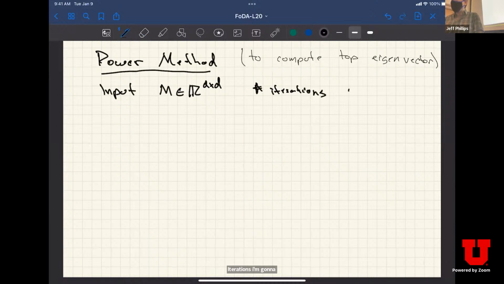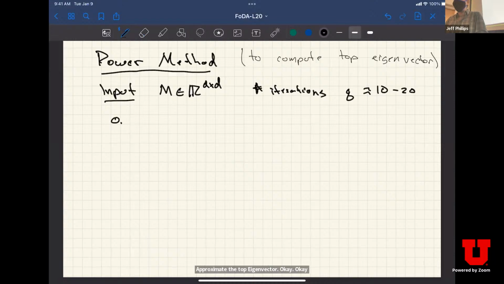I'm going to call this Q. Let's say Q is equal to like 10. 10 to 20 is probably pretty good. Okay, and the output is going to be something that approximates the top eigenvector.